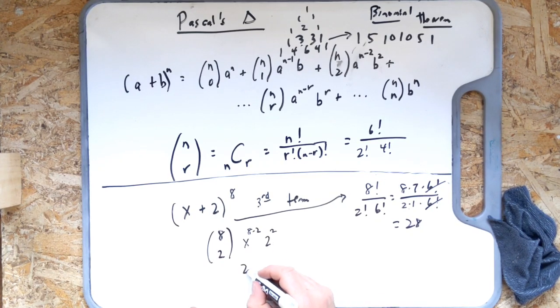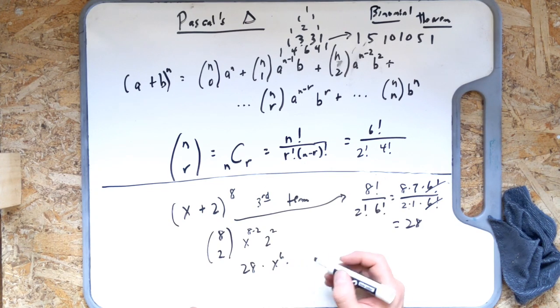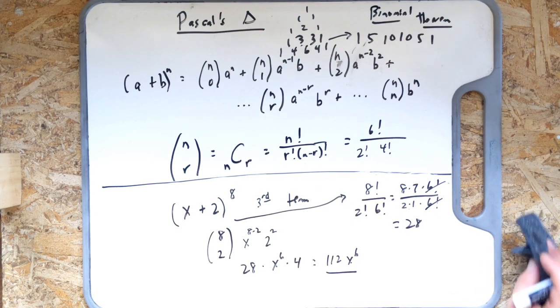So this becomes 28 times x to the 6th times 4. And 4 times 28 is 112, I think. Yeah, 112 x to the 6th. Okay, hopefully you got that. Okay, so that's it for the lesson.